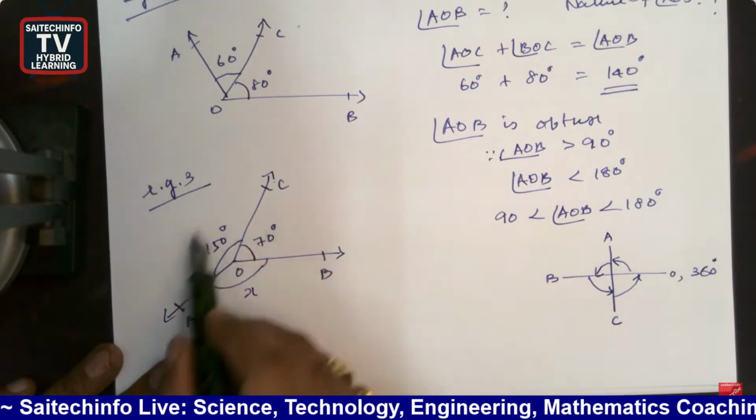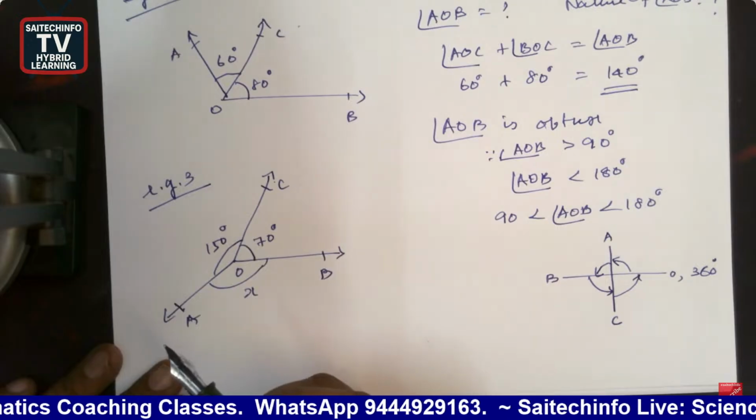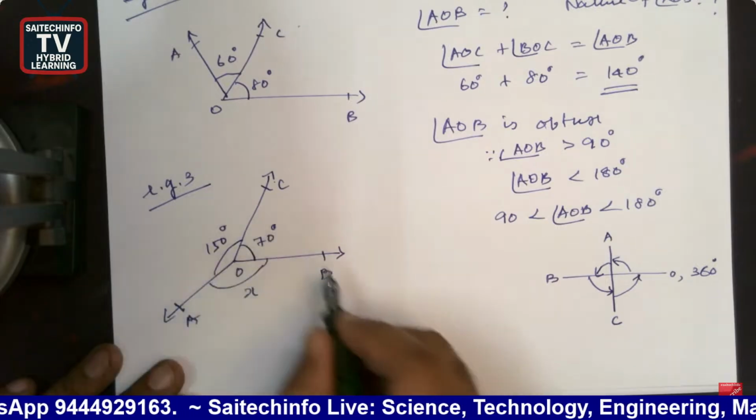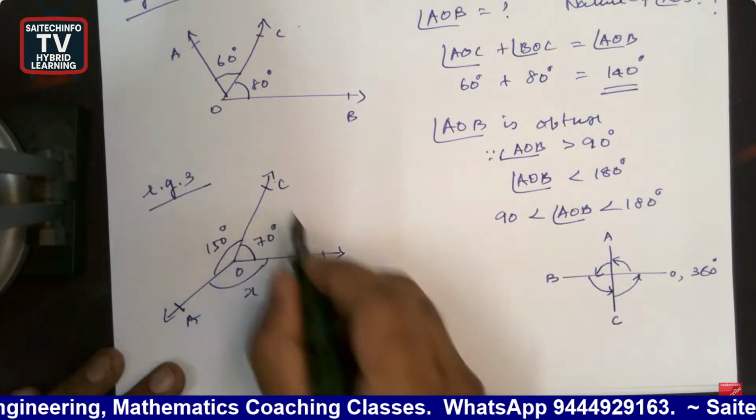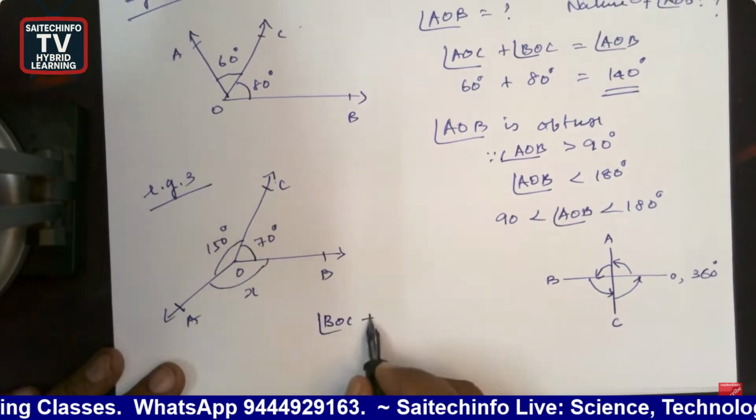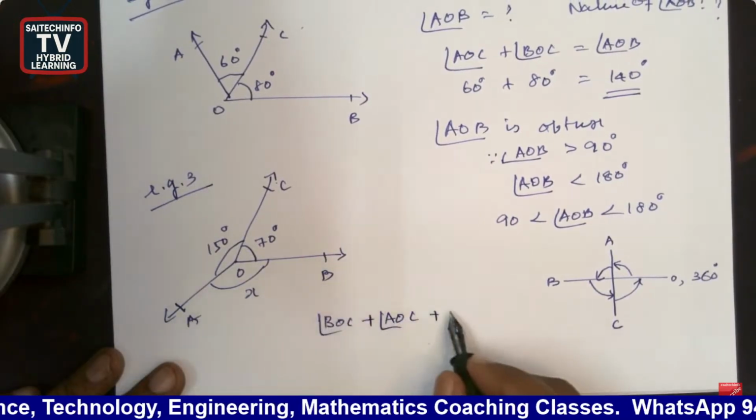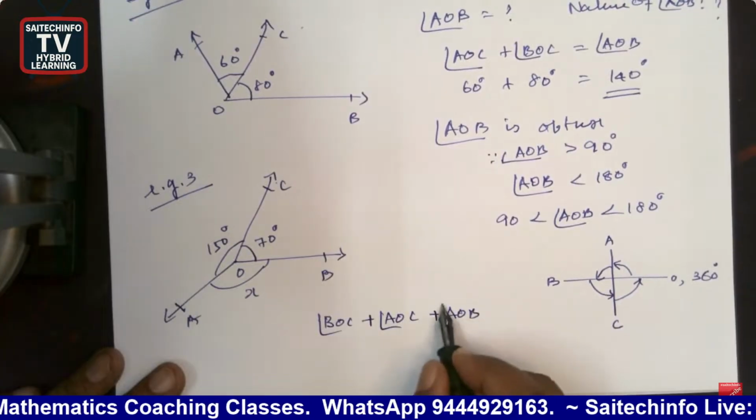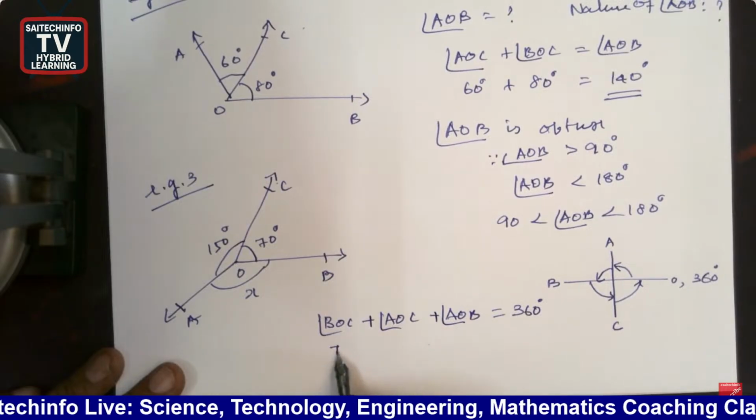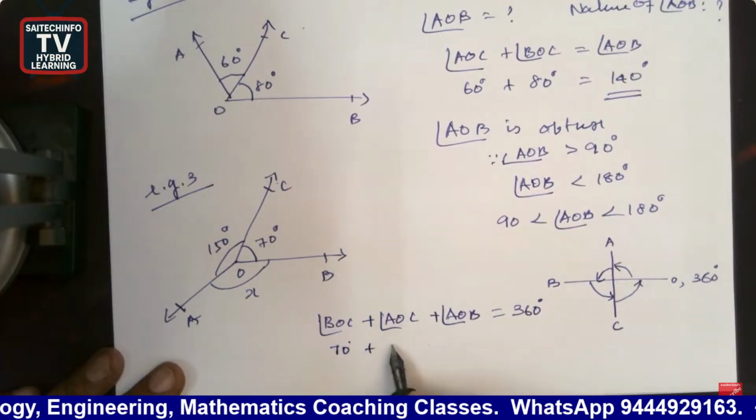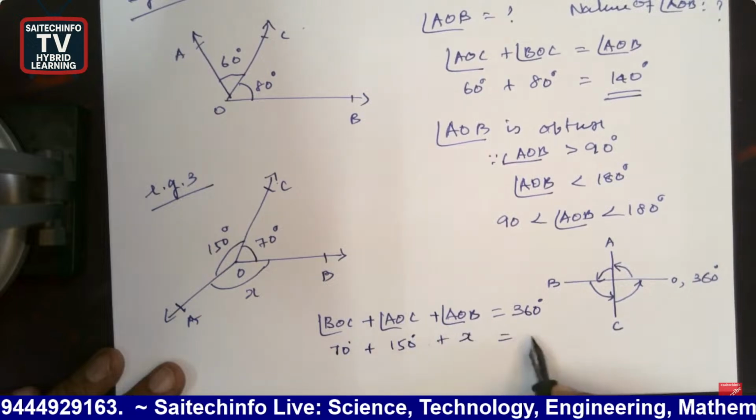In that case, it is 360 degree. So likewise, it starts from here and makes one full circle. We know the angle of circle is 360 degree. So in that case, the sum of all these angles should be 360. So BOC plus AOC plus AOB is equal to 360 degree. BOC here is 70 degree, AOC 150 degree, and AOB is given as X, which you have to find out.